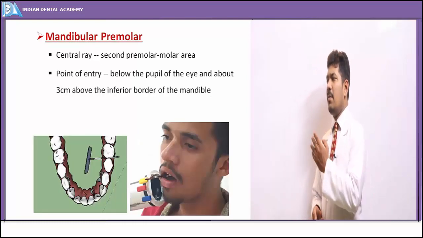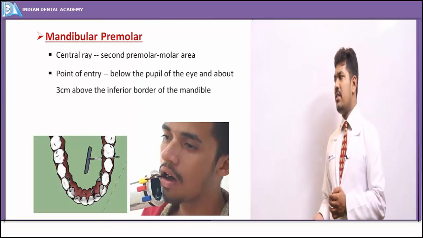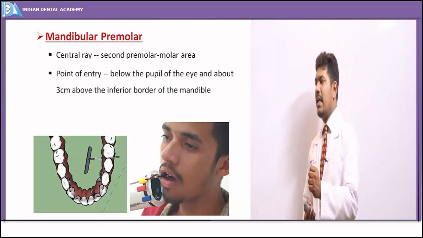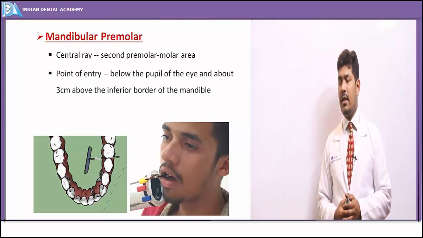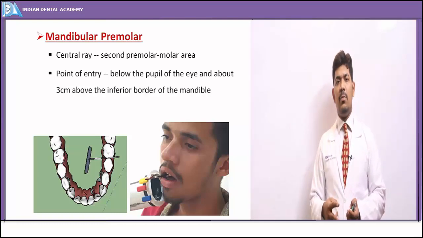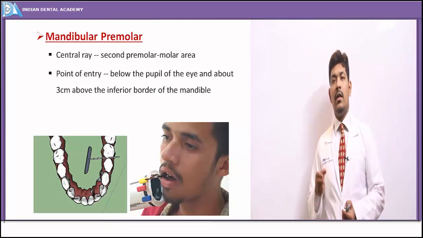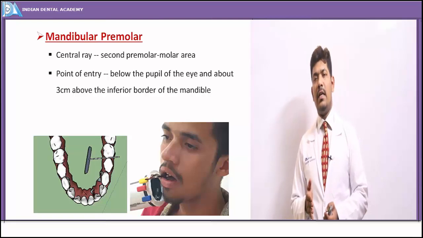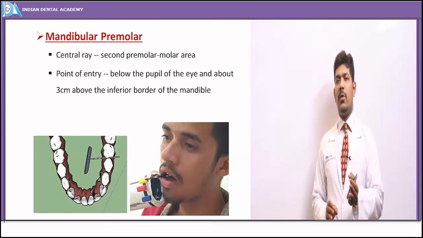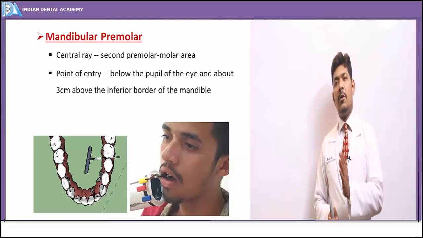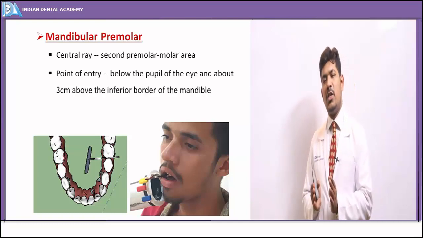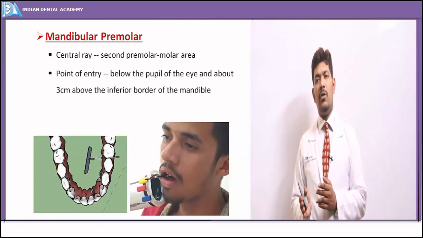Now similarly for the mandibular premolar, it is taken for both the first and the second premolars. Now the central ray has to pass through the interproximal contact areas between the premolar and molar areas, that is to say, the contact point between the second premolar and the first molar. This interproximal contact area has to be taken into consideration while taking a mandibular premolar projection, primarily to accommodate the lesser mesiodistal dimensions of the premolars when compared to the molars.